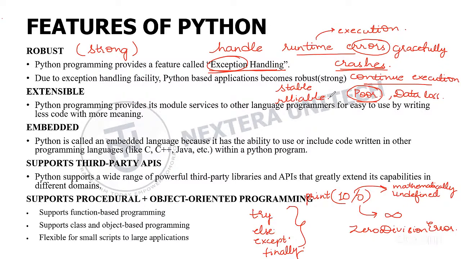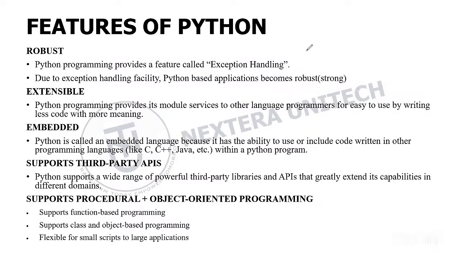So to summarize it, Python is robust because it has strong exception handling. And also it prevents program crashes. And also it improves program stability and reliability. And it provides user-friendly error handling. And then coming to the next feature, which is extensible.